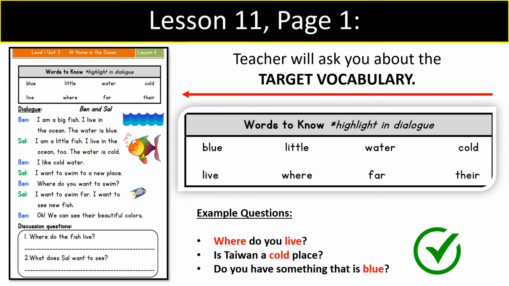Some example questions are, where do you live? Is Taiwan a cold place? Do you have something that is blue?